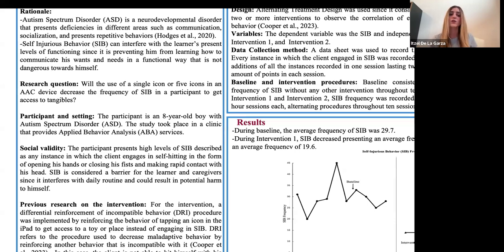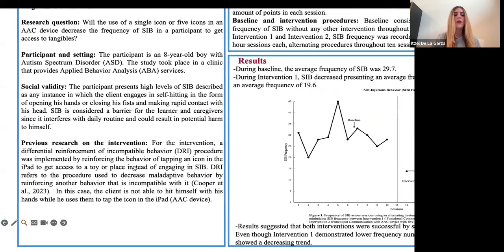So basically, my research question is, will the use of a single icon versus 5 icons in an AAC device decrease the frequency of SIB in a participant to get access to tangibles? So yeah, that's my question.